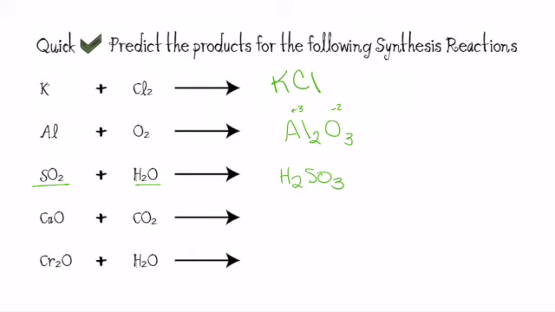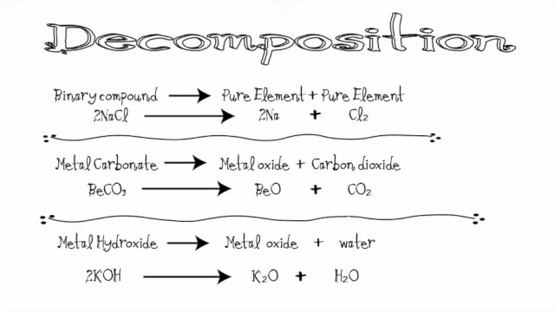Okay, the next one you have a carbonate. You have CO2, so this is going to form a carbonate. So we have calcium carbonate. Decomposition. So this is the opposite of synthesis. A binary compound will break down into a pure element and another pure element. A metal carbonate will produce a metal oxide plus carbon dioxide. And a metal hydroxide will produce a metal oxide and water.